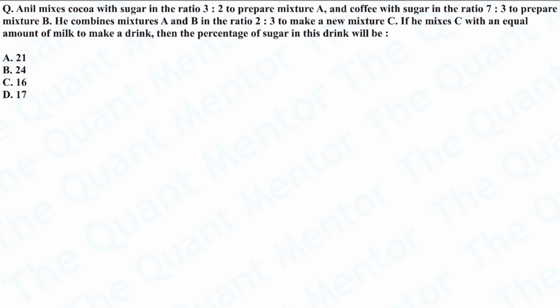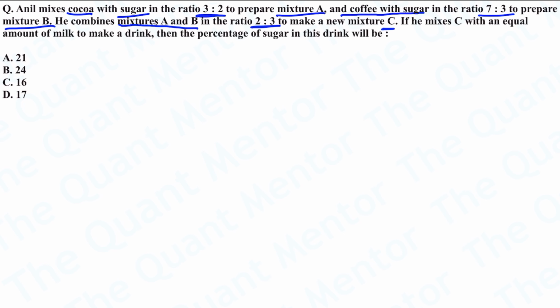Right. So the question says, Anil mixes cocoa with sugar in the ratio 3:2 to prepare mixture A. Okay, that's mixture A for us. And coffee with sugar in the ratio 7:3 to prepare mixture B. He combines mixtures A and B in the ratio 2:3 to make a new mixture C. If he mixes C with an equal amount of milk to make a drink, then the percentage of sugar in this drink will be. Super easy question.